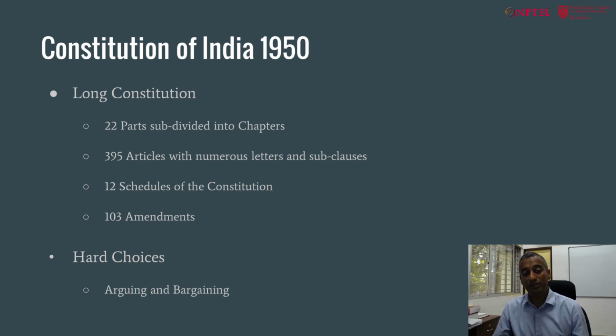So there are 12 schedules of the Constitution. You have 395 articles and then 12 schedules. So parts, chapters, articles. The individual provision is called an article. The sub-provisions are called clauses. Right? And as if this were not long enough, we've added 103 amendments to the Constitution and counting. So you have a long Constitution made longer by amendments, and that was the final output of the Constituent Assembly.